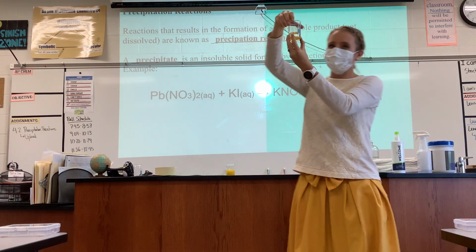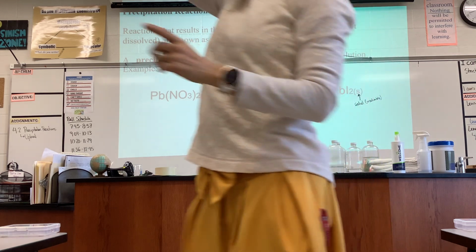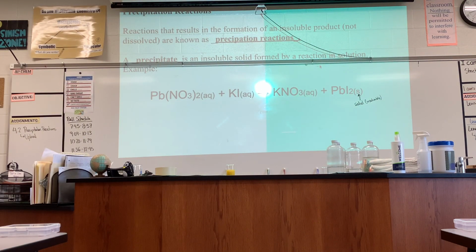Here's the same thing as it's settled. So I'll bring it around and you can look at it from below. There's our yellow precipitant. So that yellow powder at the bottom is that lead iodide.